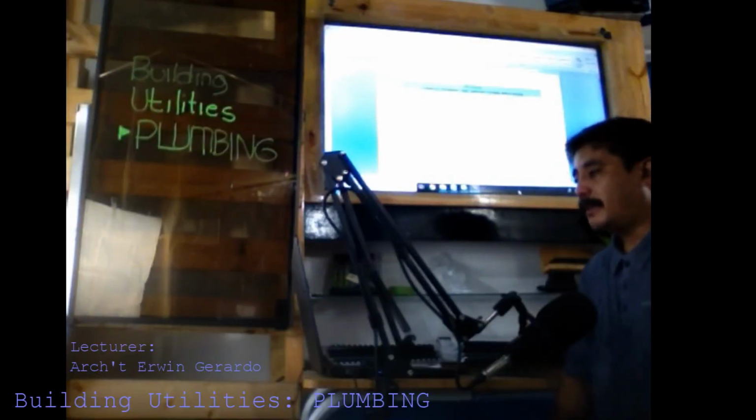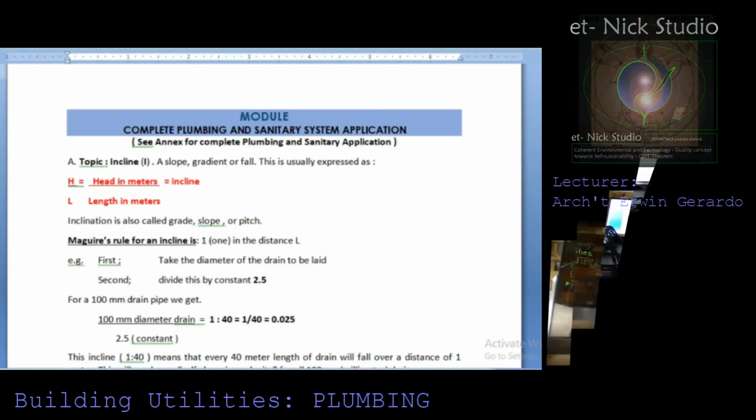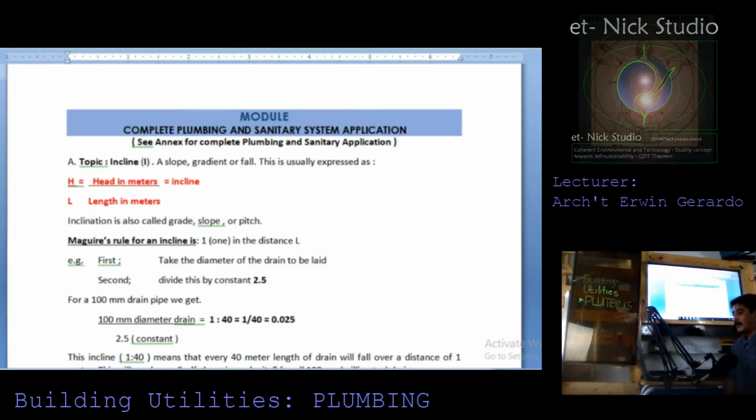This module will tackle complete plumbing and sanitary system application. Topic: we're going to discuss the incline or the slope. It is also defined as the gradient or fall.